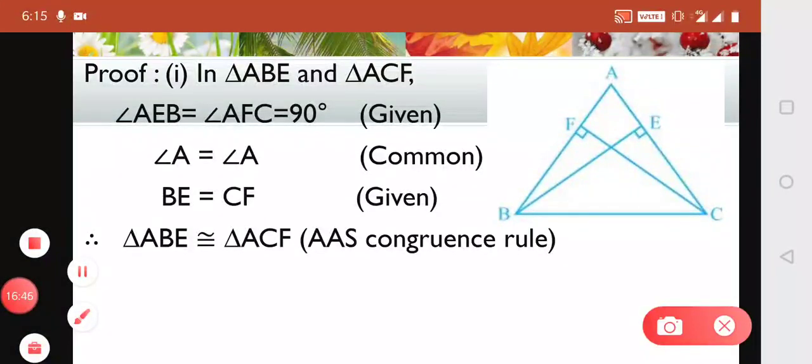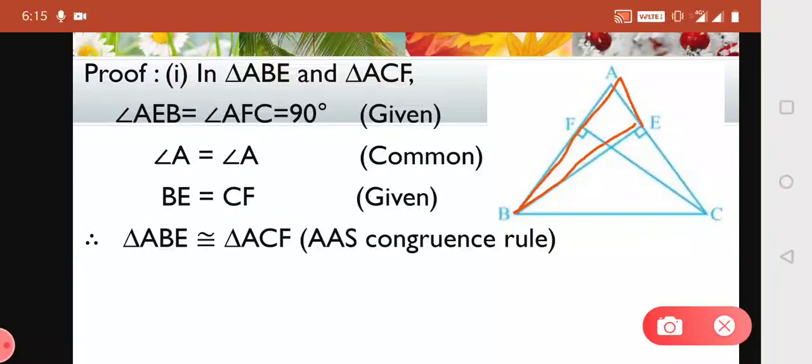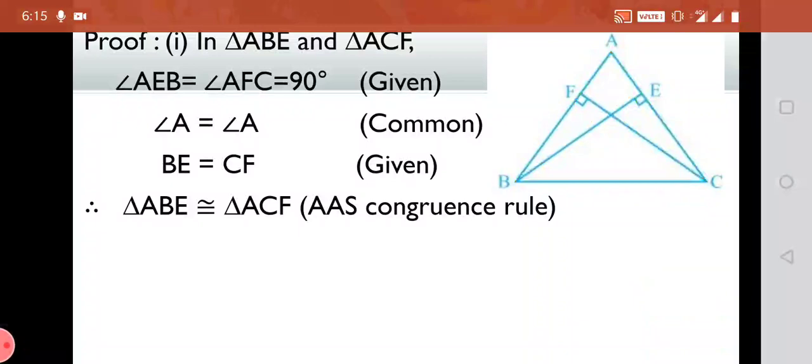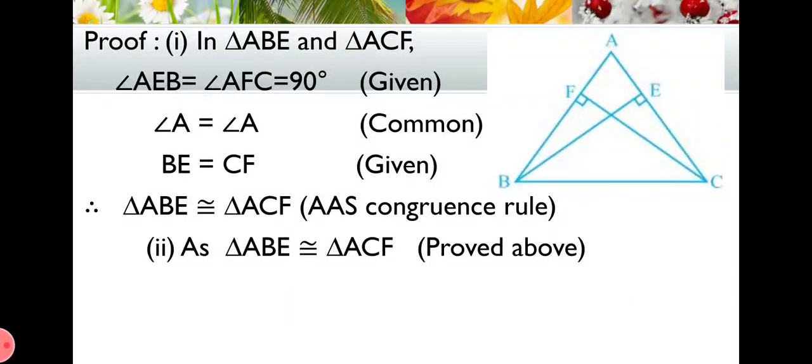Let's see in the figure. This is our triangle ABE, and this is our triangle ACF. In these both triangles, angle AEB is equal to angle AFC because both are 90 degrees. Angle A is common, and BE equals CF, which is already given. Therefore, triangle ABE is congruent to triangle ACF. So, according to the AAS congruence rule, they both are congruent.